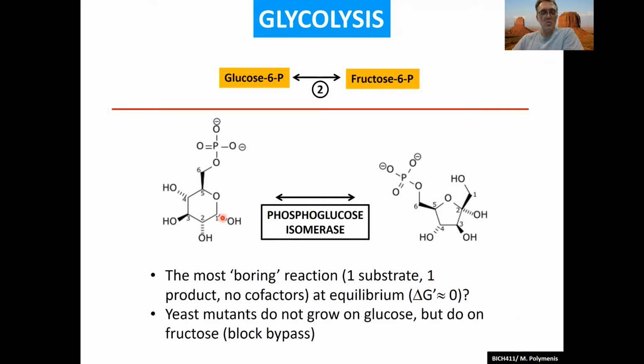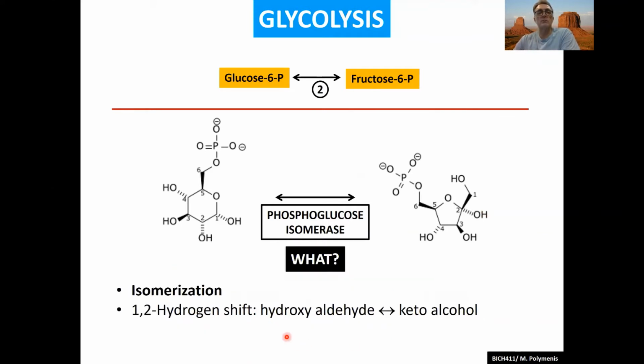It is important, so you need it to be able to live on glucose. So if you don't have it, you're dead. So yeast on glucose, but you can survive if somebody gives you fructose on the outside in the diet, which is what happens in yeast mutants for this enzyme.